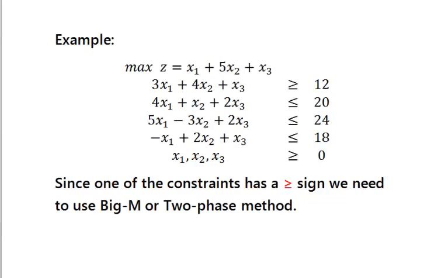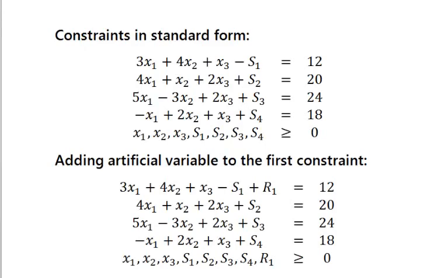In this example, a maximization problem is used with 3 variables and 4 constraints. Because of the presence of that greater than or equal sign in one of the constraints, it needs to be solved with one of the approaches, such as big M or two-phase method. Those are the constraints in standard form.